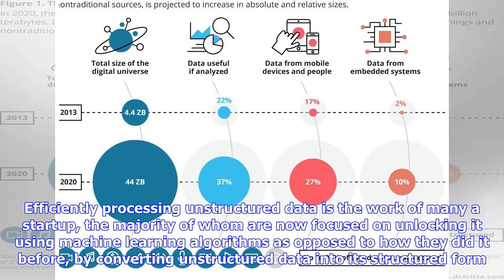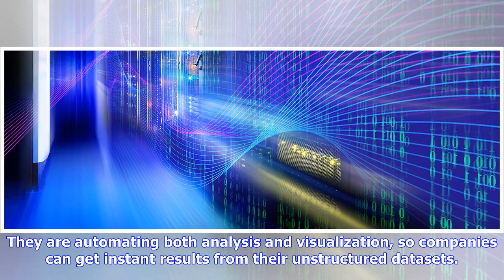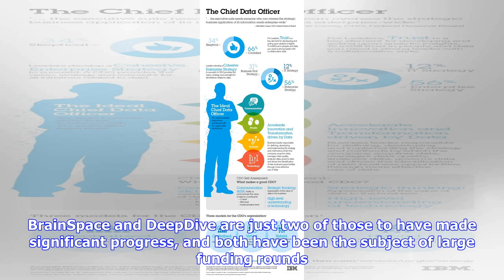Efficiently processing unstructured data is the work of many a startup, the majority of whom are now focused on unlocking it using machine learning algorithms as opposed to how they did it before, by converting unstructured data into its structured form. They are automating both analysis and visualization, so companies can get instant results from their unstructured datasets. BrainSpace and DeepDive are just two of those to have made significant progress, and both have been the subject of large funding rounds.